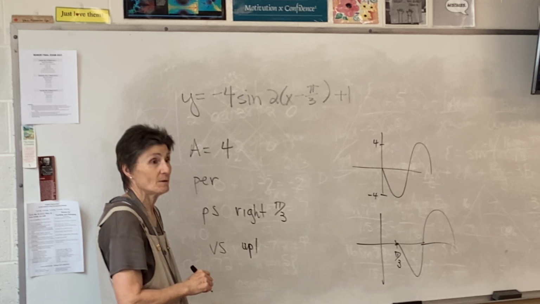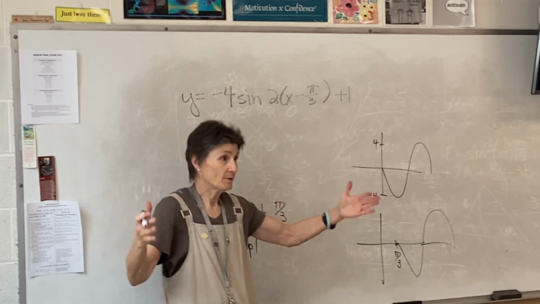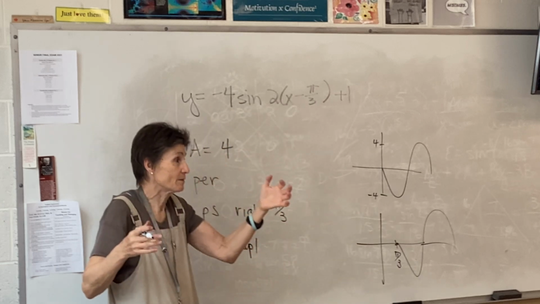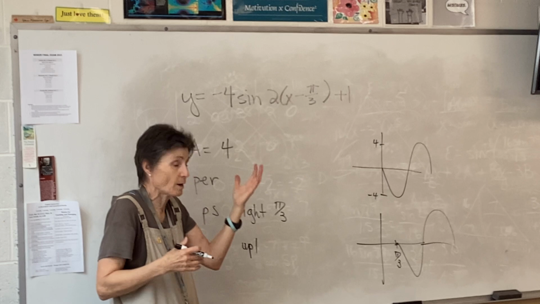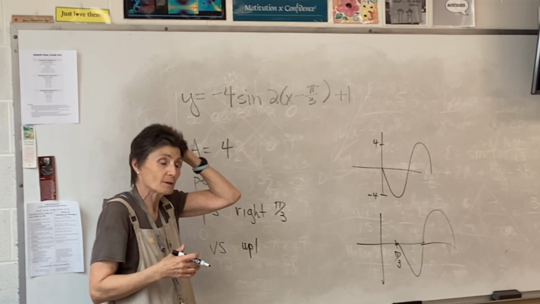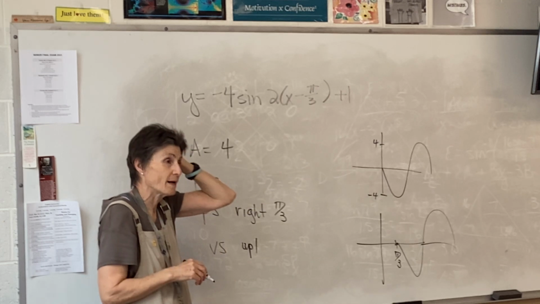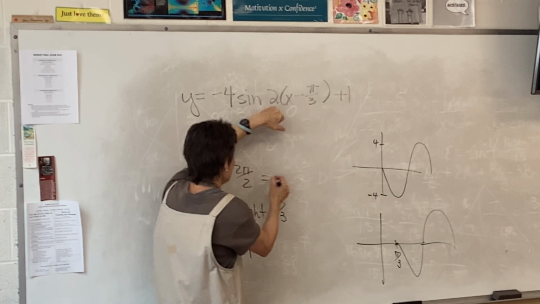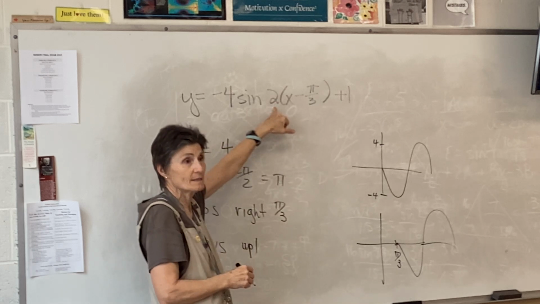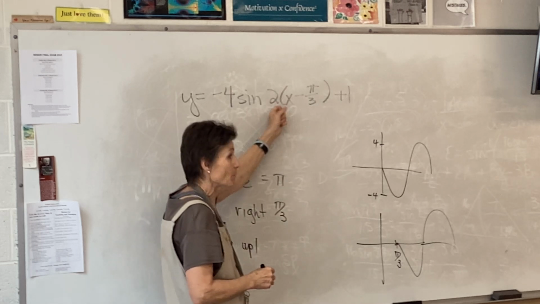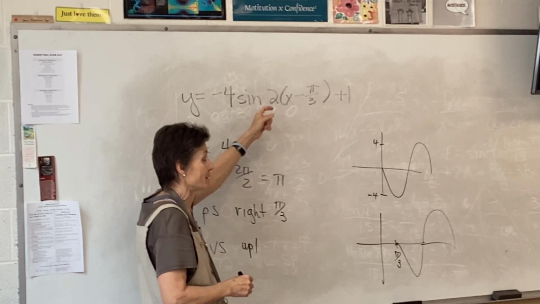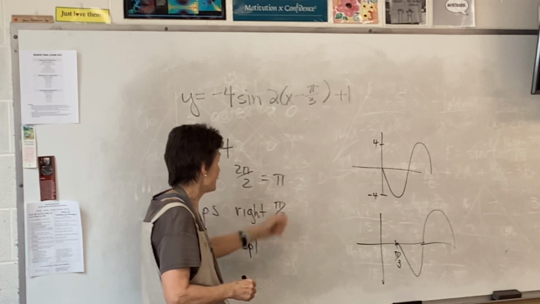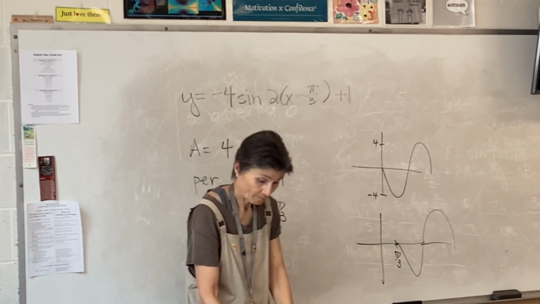All right, and what about my period? Period is this length. What is the period of a normal sine, just like a regular run-of-the-mill sine? 2 pi. Period's 2 pi, once around the circle. This number right here divides the period, so the period of this one is pi. Whatever that number is, it might be a fraction, it might be a decimal, 2 pi divided by that is your period.